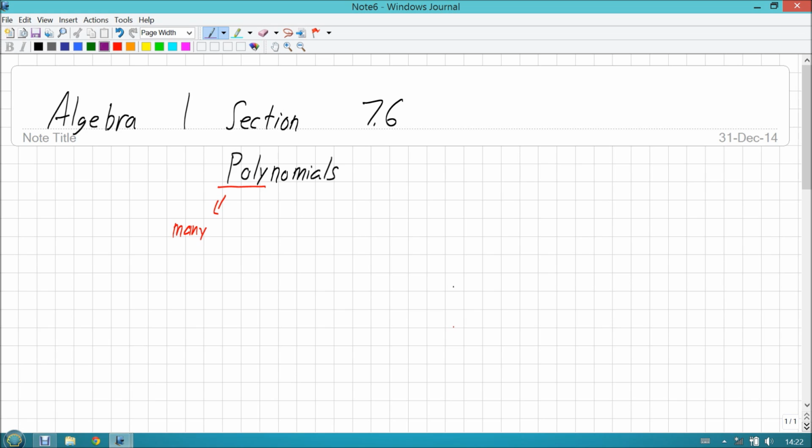And on the other side, we have nomials. Nomials means numbers. So a polynomial will be a number in multiple parts. It will be a single number represented by multiple portions or multiple parts for that specific number. Mainly because we're going to be dealing with, you guessed it, variables.